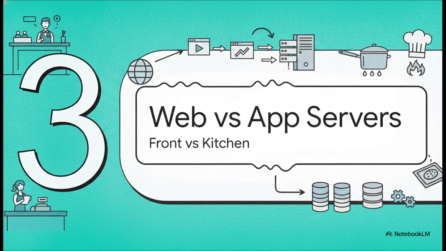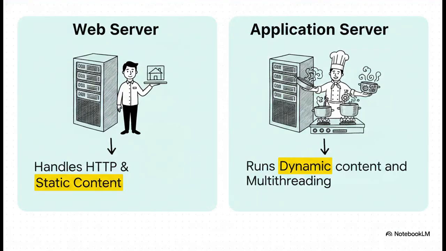Section 3, Web servers versus application servers, the front of house versus the kitchen. So the crucial point is establishing the boundary between the servers taking the orders and the servers cooking the food. While these two terms get used interchangeably all the time, they actually have very distinct roles.